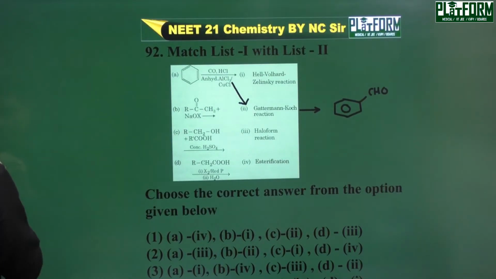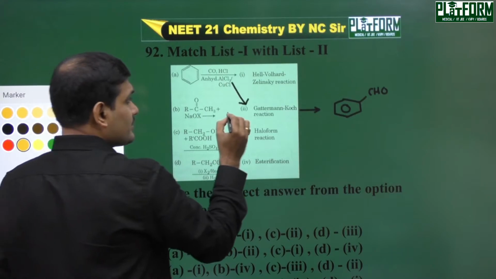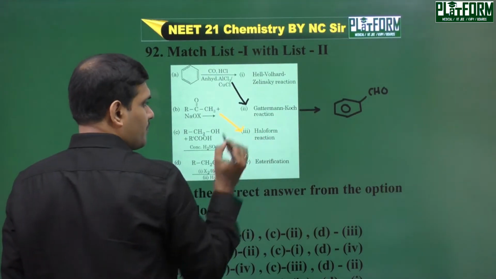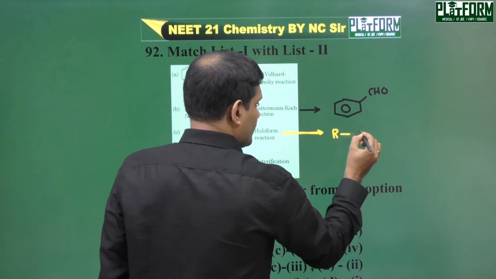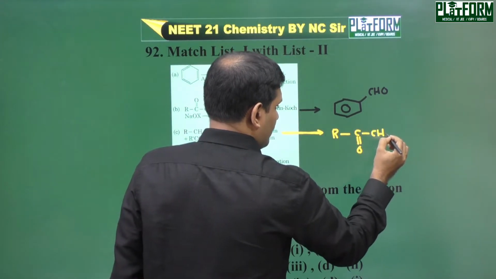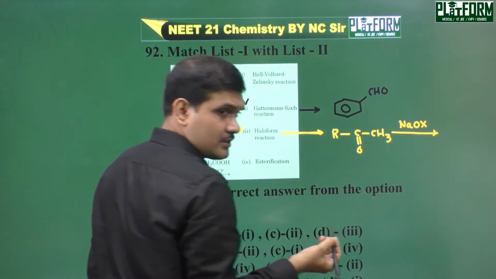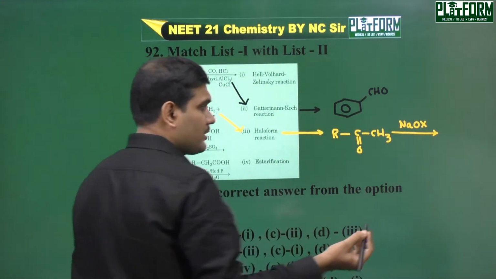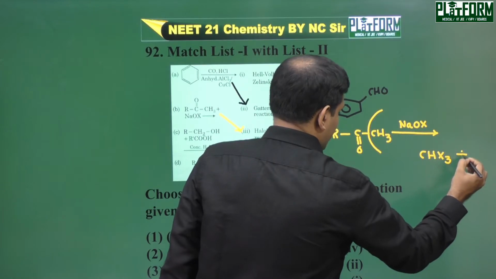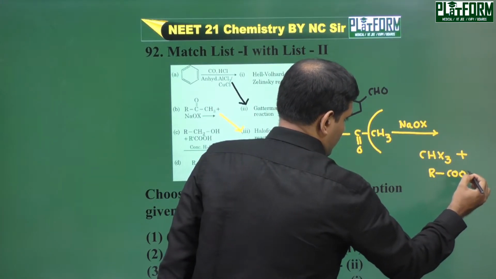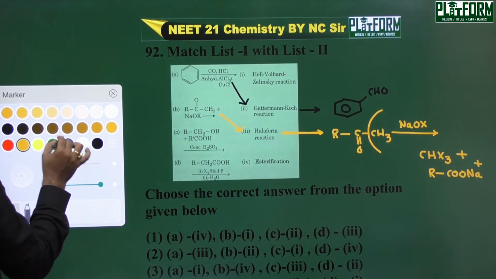Now in the next question, it is given RCOCH3 with NaOH. So it is a haloform reaction, no doubt, and in the haloform reaction, what happens? RCOCH3, no doubt this COCH3 in presence of NaOX, or we may write Cl2 NaOH, I2 NaOH, Br2 NaOH, that CH3 will be separated as CHX3, and the rest of the portion will be converted to salt. So no doubt it is a haloform reaction. That is a well-known haloform reaction.